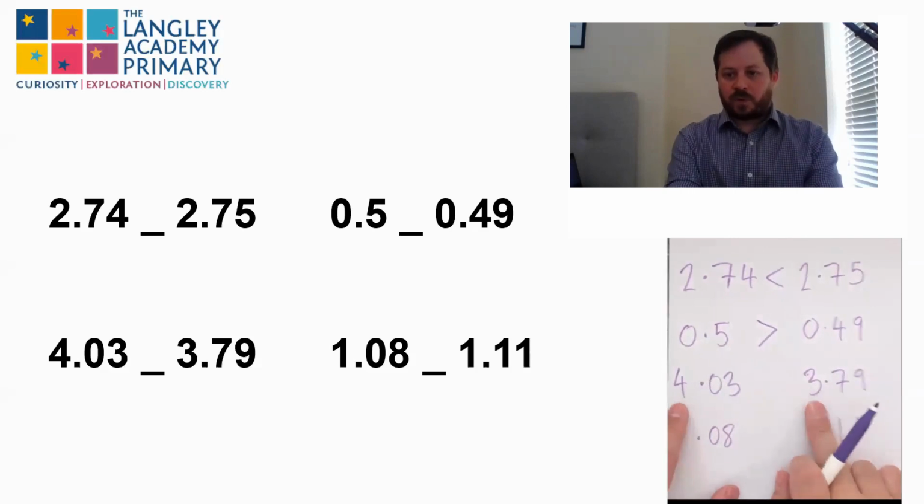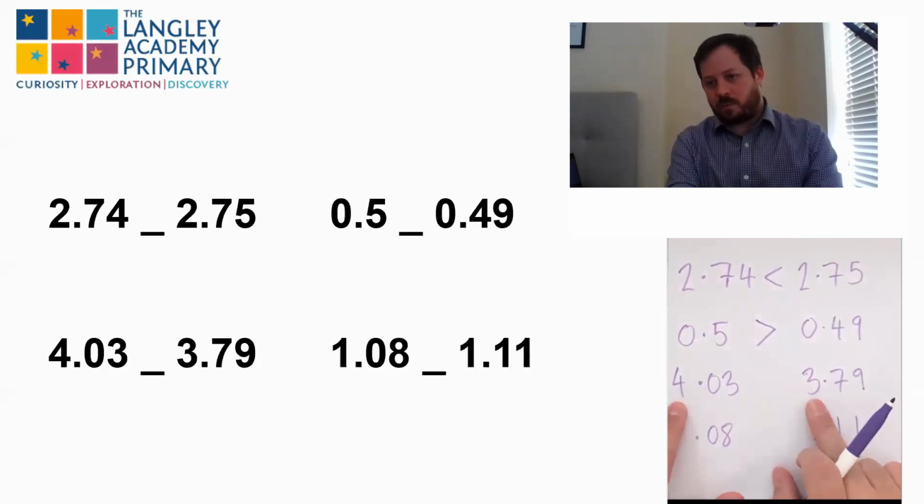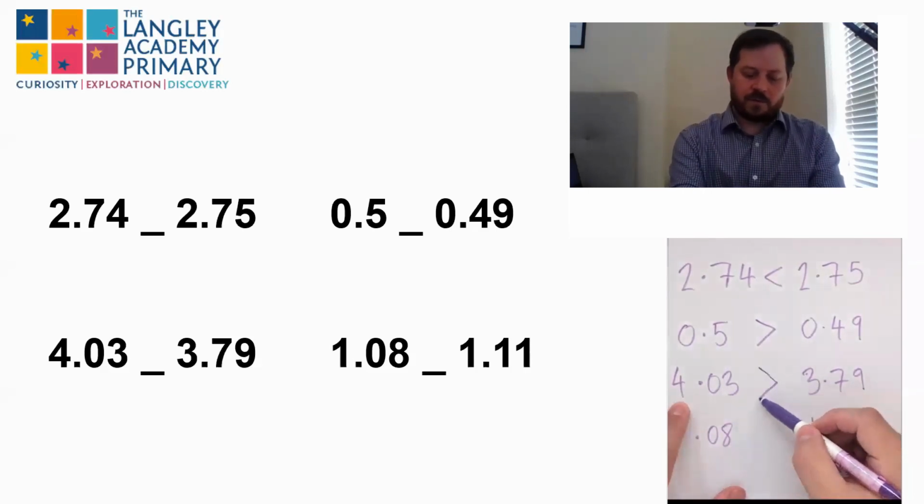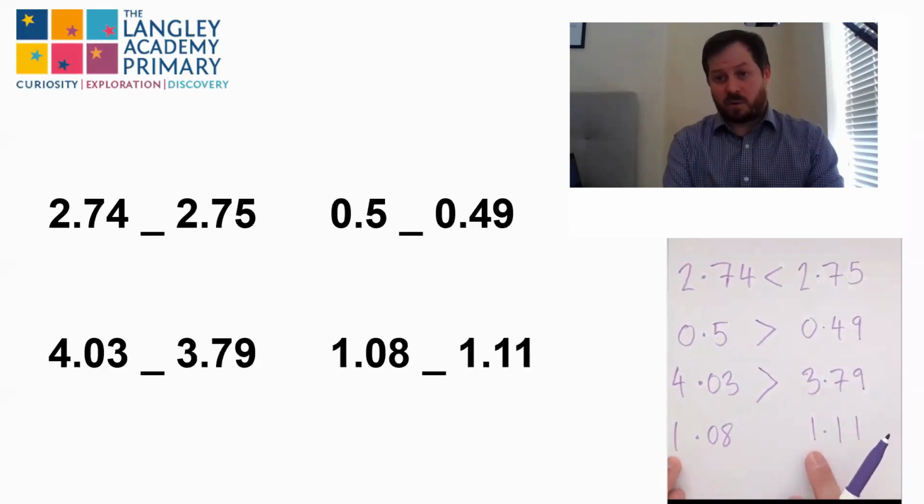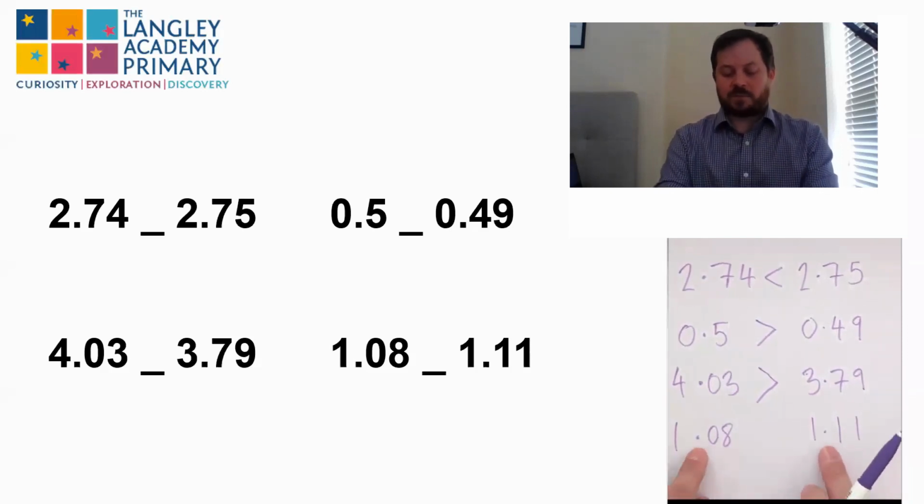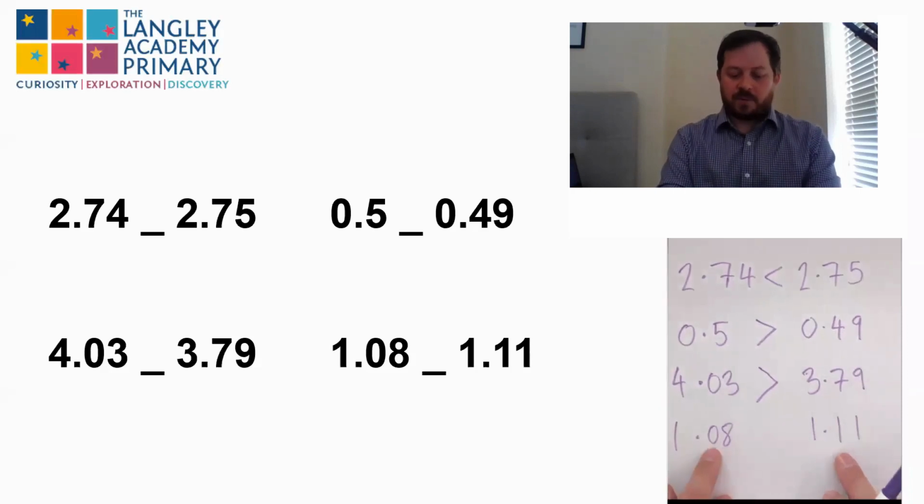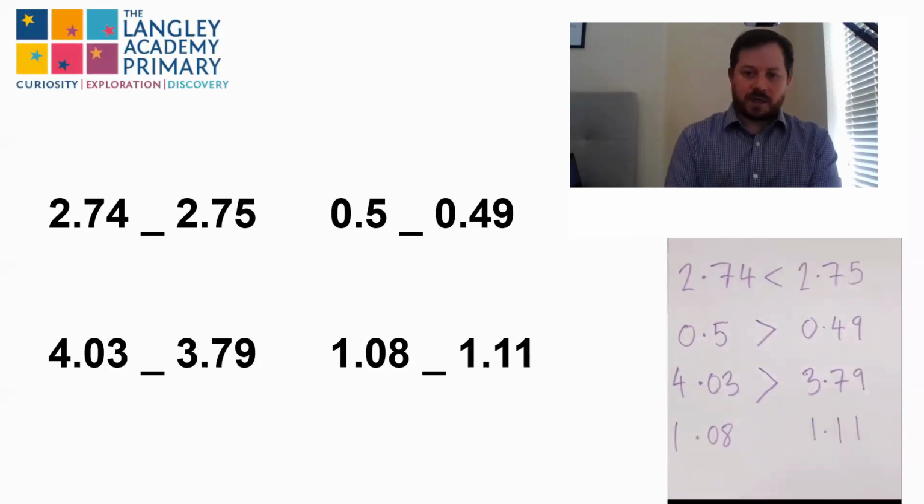Next one down, we can go to our ones column, and straight away we've already found that the 4 is bigger than a 3. Therefore, 4.03 must be larger than 3.79. Our last one here, look in the first column, in the ones column, we've got 1, they're the same. Got our decimal point, which is our point of reference. Then we move into our tens column, we've got a 0 and 1 in the other. This one is bigger than a 0, so this number must be bigger. So the crocodile eats the bigger number.